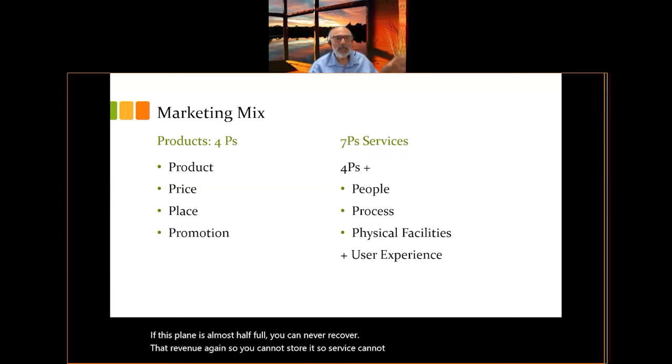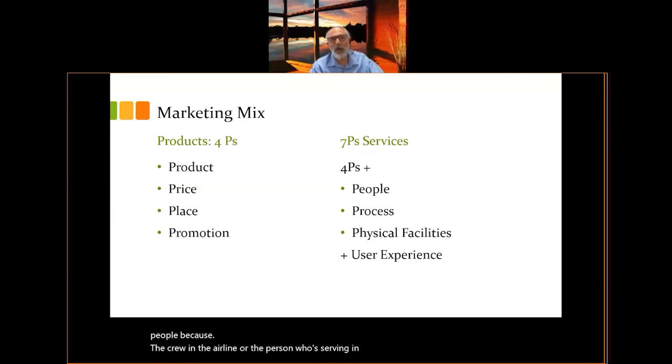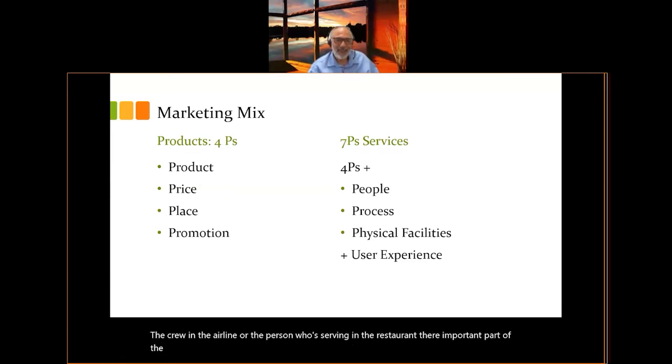In services, we say we have the 7 P's. Instead of just the 4 P's, we have the 7 P's. So in addition to the 4 P's, which is product, price, channels, which we call place, just to make it easy to understand, and then communication, which we call promotion, again to make it easy, in addition to that, we have people, because the crew in the airline or the person who's serving in the restaurant are an important part of the service. The people who are selling in the retail store are an important part of the service.